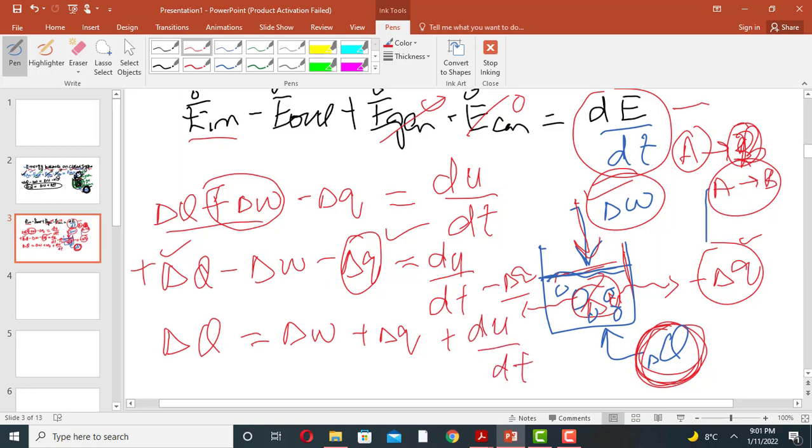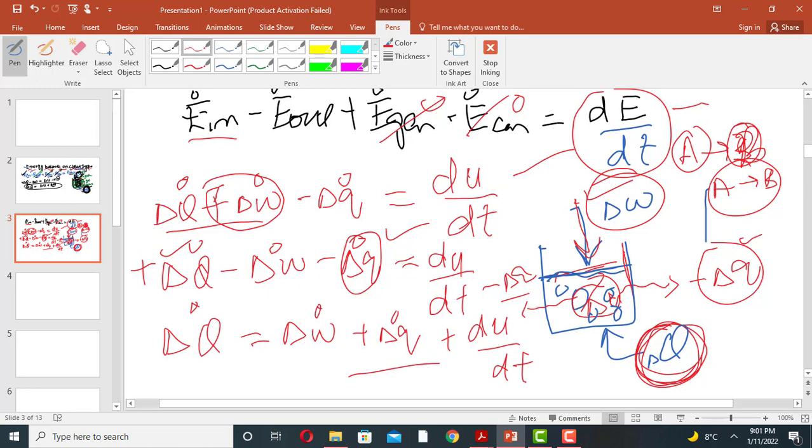On a rate basis there will be a dot on all the symbols. We will put a dot on each symbol for the rate-based method. So this is the rate balance equation on the closed system.